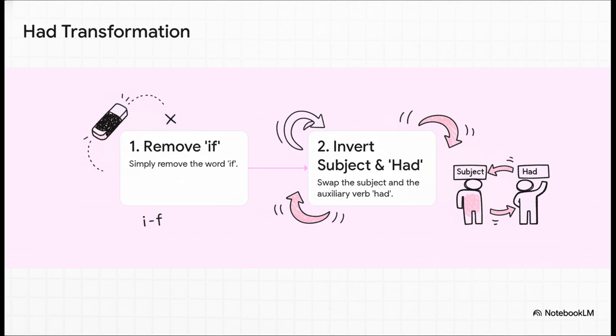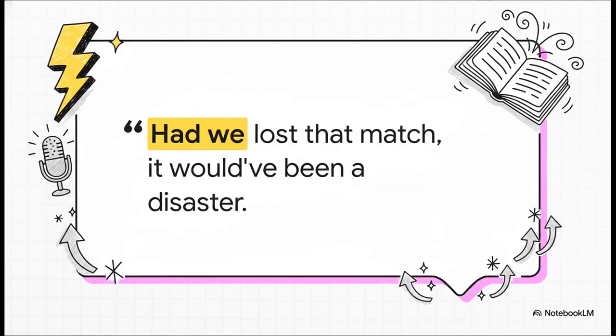All you do is get rid of if, and then just swap the positions of the subject, in this case we, and the word had. And the result is so powerful. It just sounds more emphatic, more dramatic. This structure is absolutely perfect for storytelling or for any kind of formal writing where you really want to add some punch to a statement about the past.